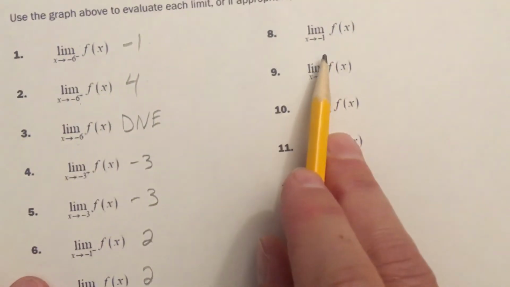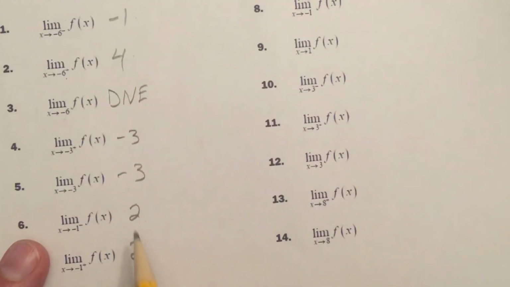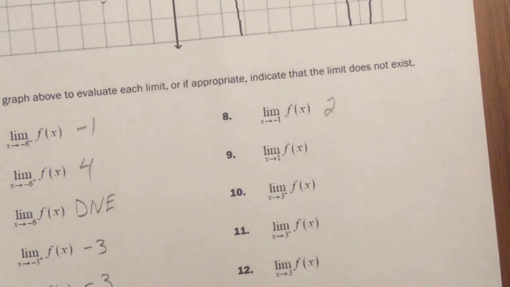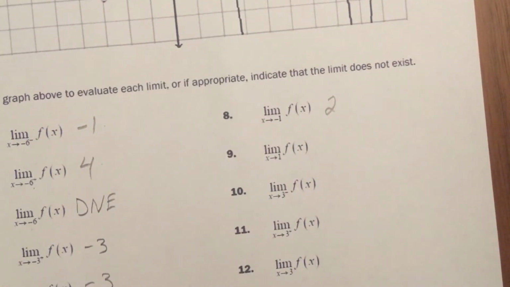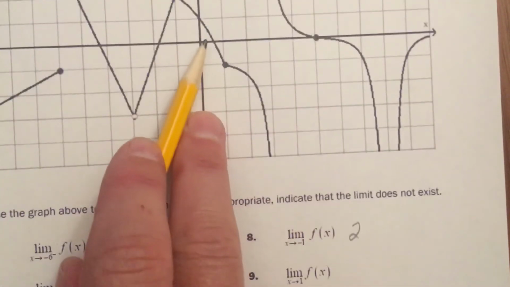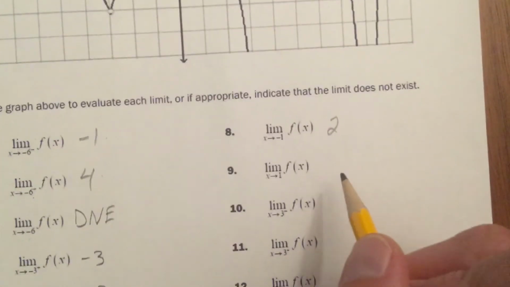So then number 8 says, what is the limit as you approach -1? So again, the left and the right both agree. They're both heading to the same value. So our full limit would be 2 as well. What is the limit as we approach 1? So from the left and from the right, we're both hitting this value of -1.